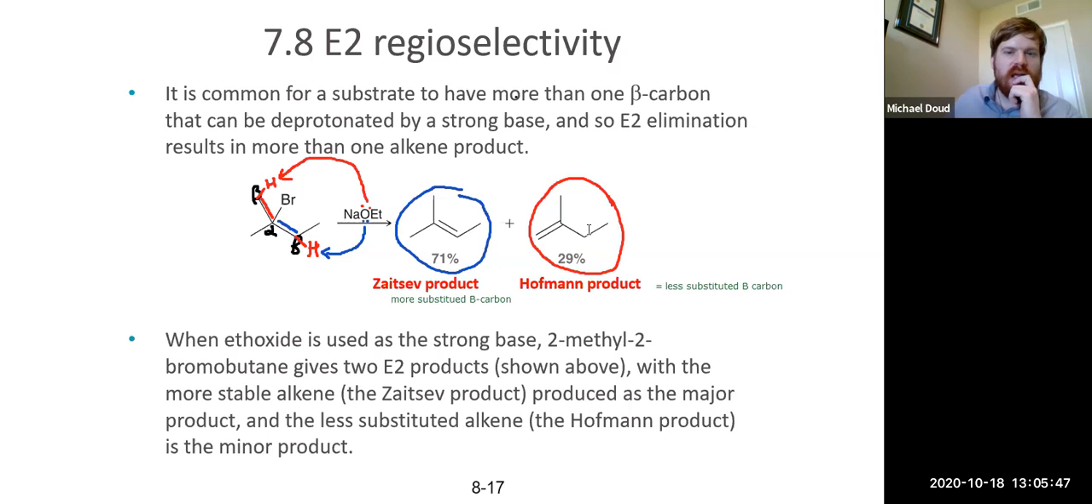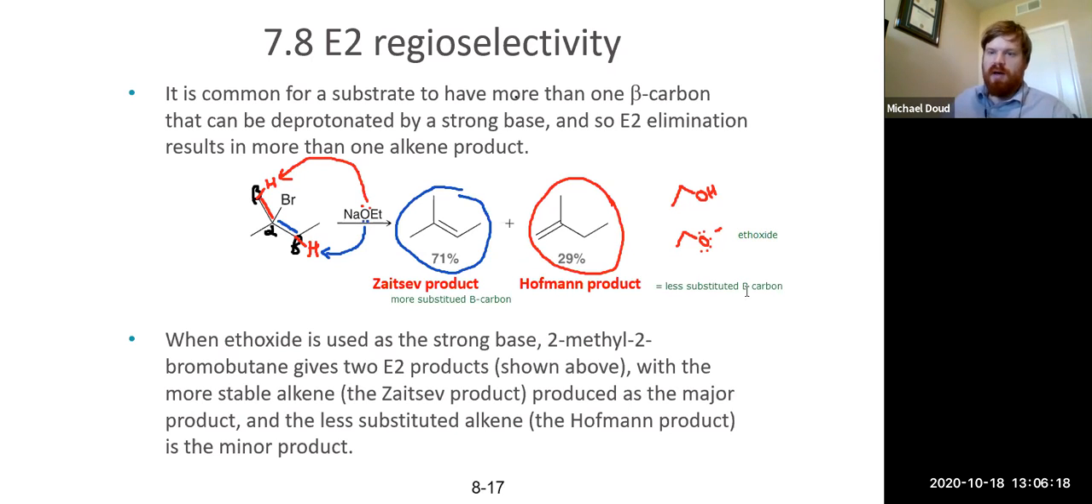Okay. Now, if we just use a small base like ethoxide, let's talk about this. We're going to say this word a lot today. So ethoxide is the conjugate base of ethanol. Ethanol, just an ethyl alcohol, looks like this, right? So we deprotonate it. That gives us this guy here, ethoxide. So let's just keep that in mind. That's our ethoxide.